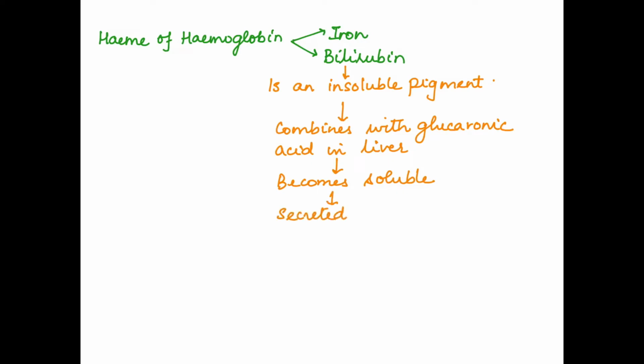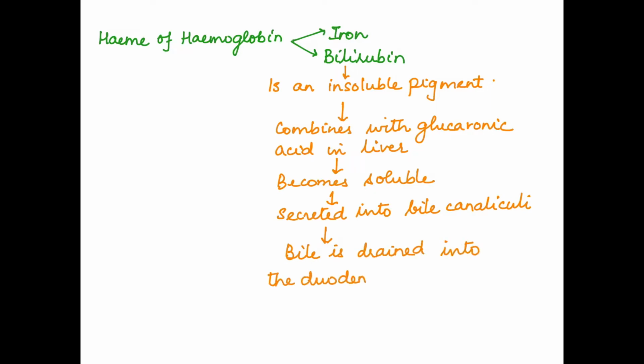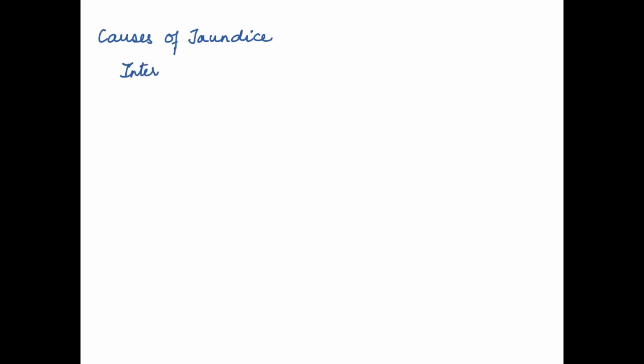Once it becomes soluble, it is then secreted into the bile canaliculi. Canaliculi are smaller branches of the bile ducts. It is then drained into the bile duct, and from there it goes into the duodenum, where it helps in fat digestion. Now let us see the causes of jaundice.